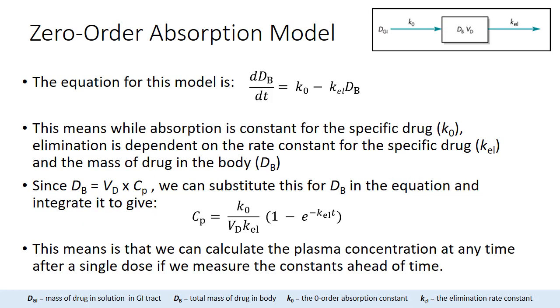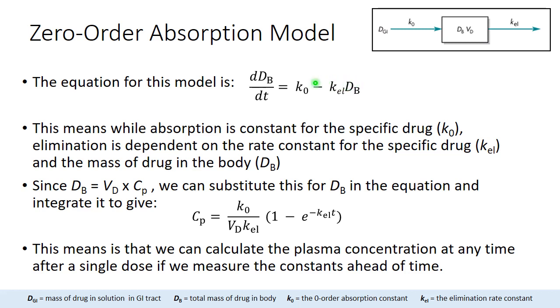So the equation is the change in the total drug in the body over time equals the absorption rate constant minus the elimination rate constant times drug in body. So the essence of this, and what I really want you to get from this, is that the elimination, in this case, is from the whole body. That elimination is based on the mass of drug present in the body, right? So we have to multiply the KEL by the mass of drug in the body.